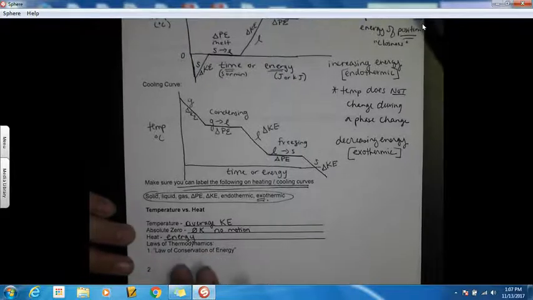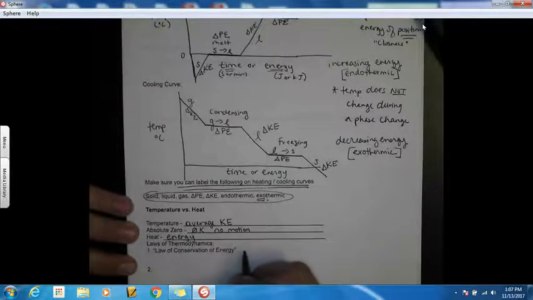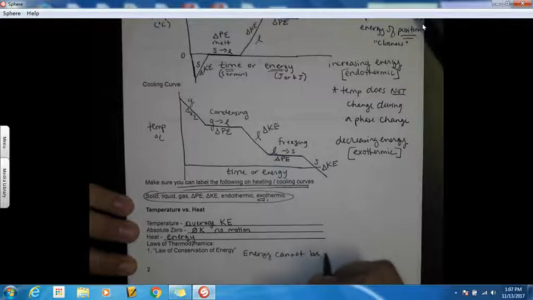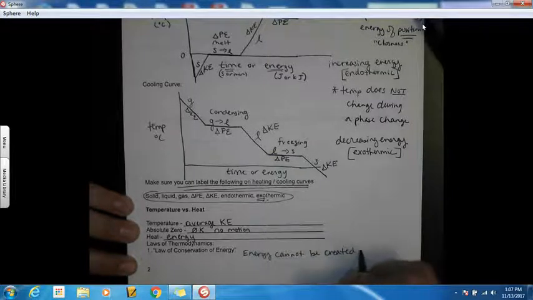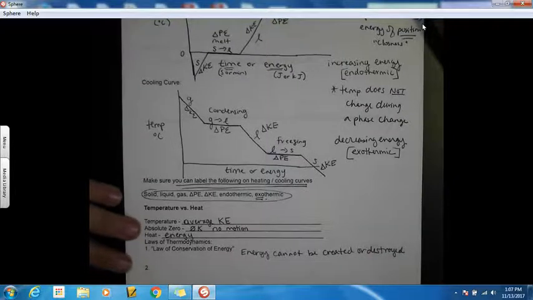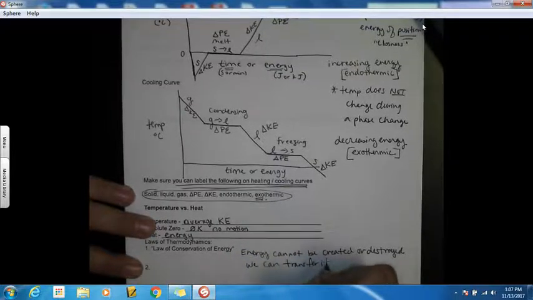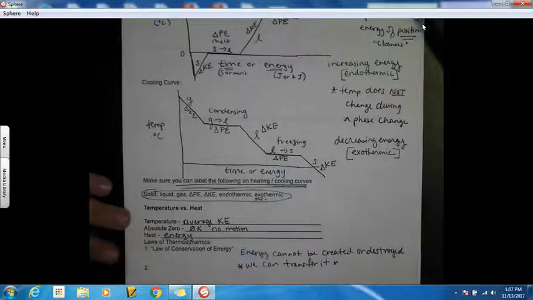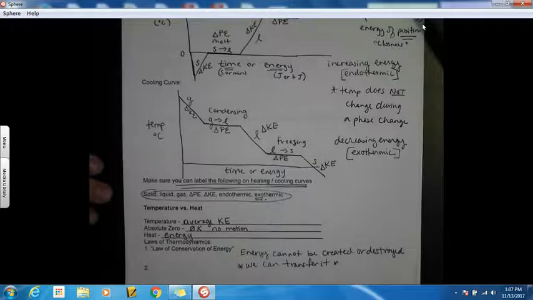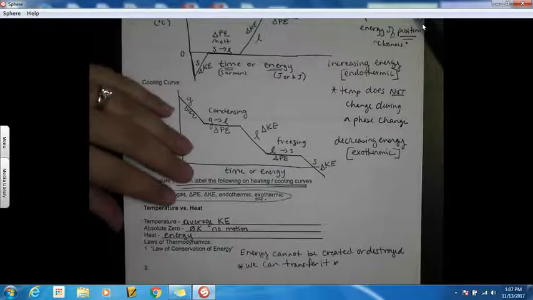So first, the laws of thermodynamics, with the law of conservation of energy. The law of conservation of energy tells us energy cannot be created or destroyed. We cannot create or destroy energy. We can transfer it. And you know this, if you touch something that is hot, like a hot pot, it transfers to your fingers and it can burn you. Good.